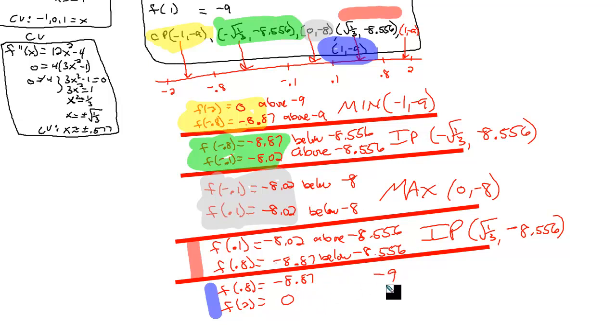And then we're comparing these last two numbers with negative 9. This is above. This is above, which makes this a minimum. So we got all the critical points straightened out. Now we still got to find x and y intercepts. Oh joy.